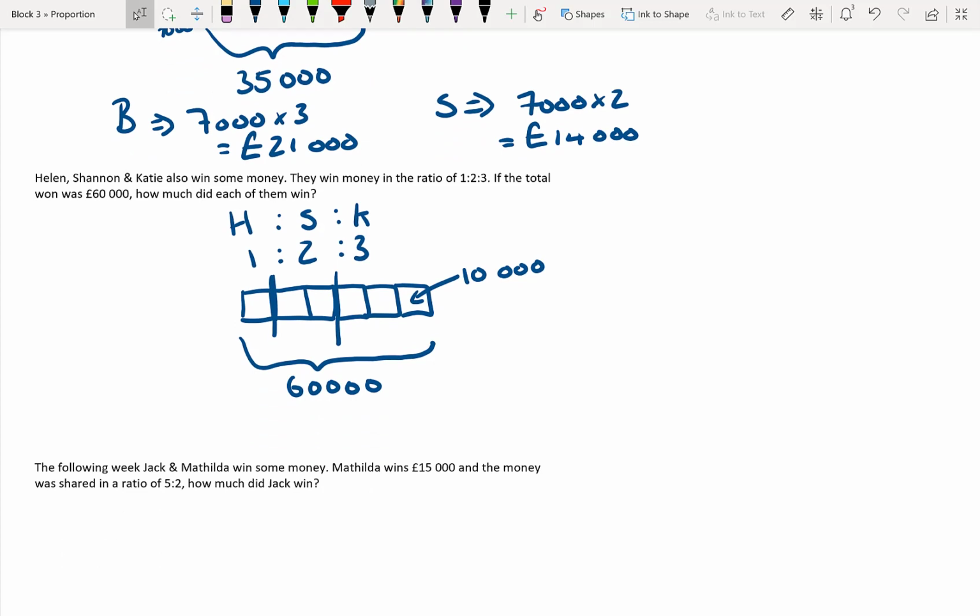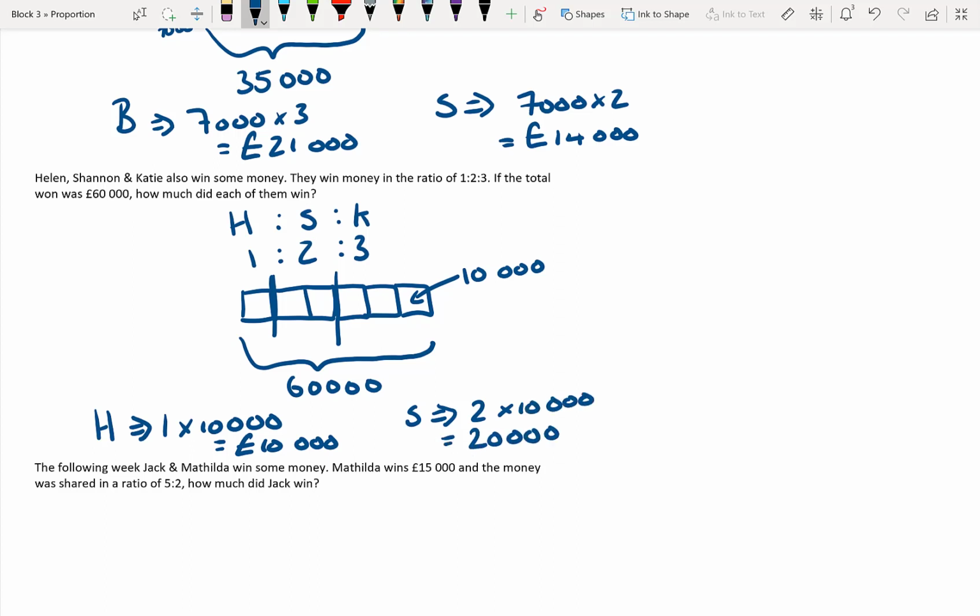So when we think about how much each of them gets, Helen then, she's got 1 lot of 10,000. So she gets £10,000. Shannon, she's got 2 of them, so she's got 2 lots of £10,000, which is 20,000. And then Katie, how much has she got? Well, she's got 3 of them, so she gets 3 lots of £10,000, which is 30,000. And again, last check just to make sure we've got it right. If we add up these 3 numbers, it should come to the 60,000 that we got to start with, and it does, so it's looking good.